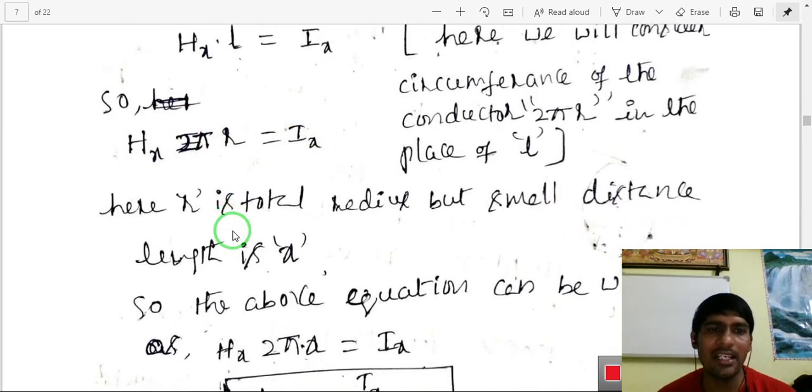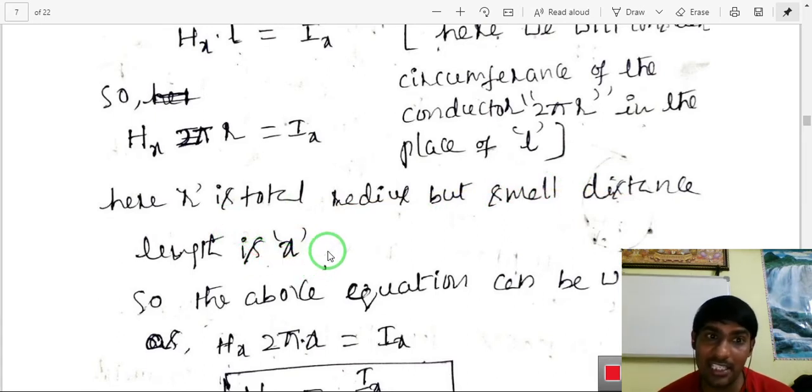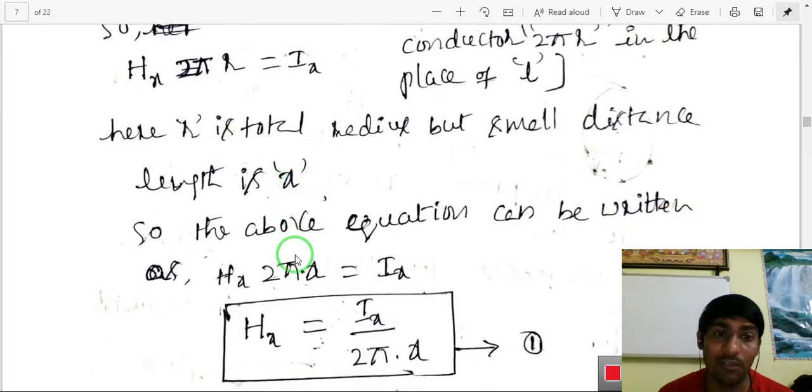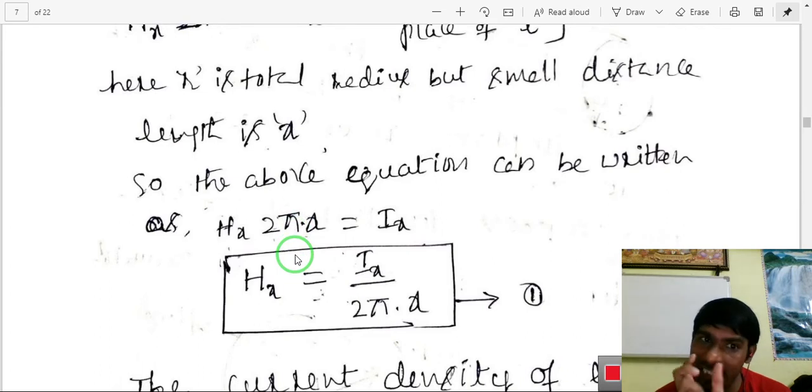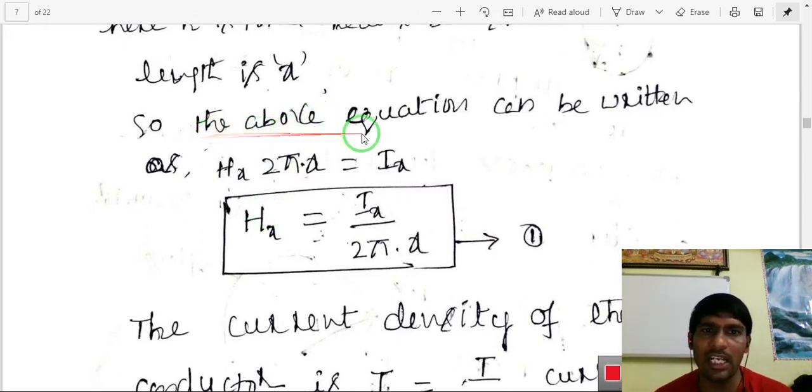Here r is the total radius, but for a small distance the length is the x value. For a small distance I substitute x instead of r. Here we consider the small area only, that is the dx area. For the total conductor r is the radius, and for the small distance the length is x only. So the above equation can be written as H_x 2 pi x equals I_x.